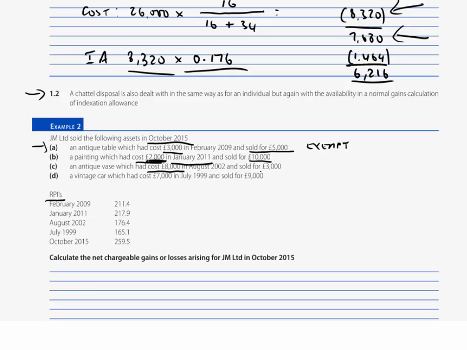On to C, an antique vase, cost £8,000. They tell you when, August 2002, sold for £3,000. Right, this one clearly sold at a loss, but critically, bought for more than 6, sold for less than 6. What is the rule that therefore applies in this scenario? You ignore the actual proceeds of £3,000 and calculate a loss based on a deemed gross proceeds of £6,000, the chattel exemption limit. So, deemed gross proceeds, 6,000.